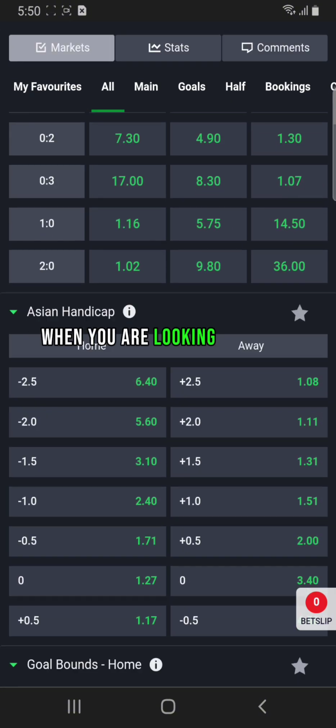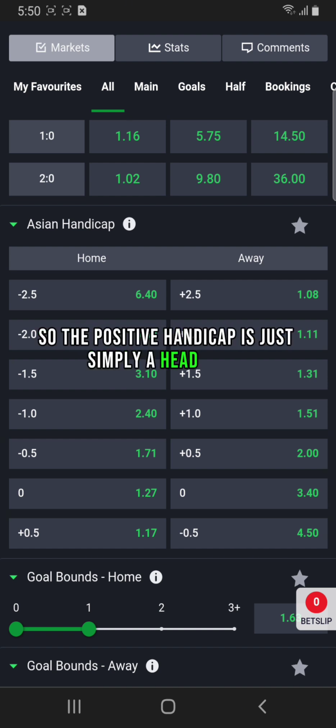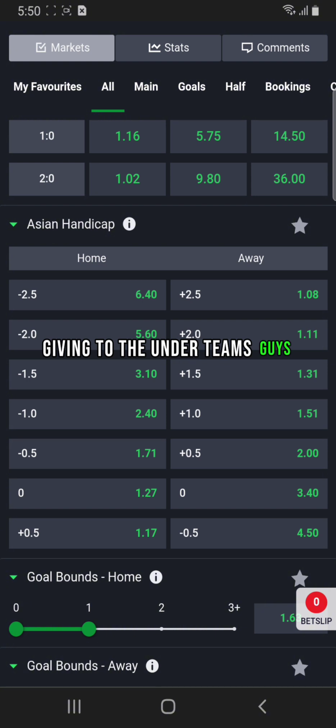When you are looking at Asian Handicap, you are going to see plus and minus, or minus and plus, advantage and disadvantage. Plus is always given to the underdog teams. Now we have Real Oviedo against FC Cartagena. The positive handicap is simply a head start given to the underdog team, and it can be based on their form or the number of goals they score and so on.